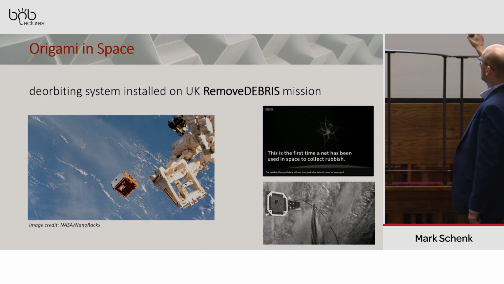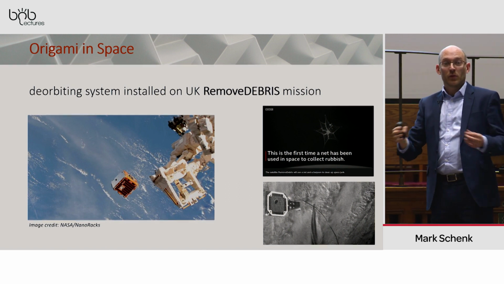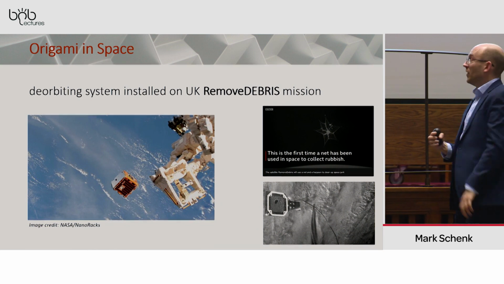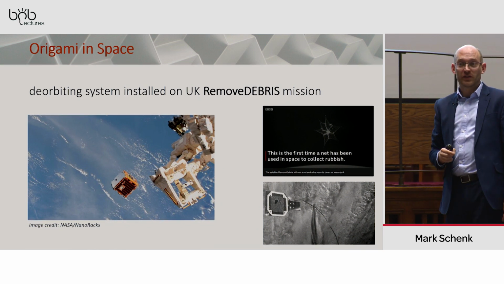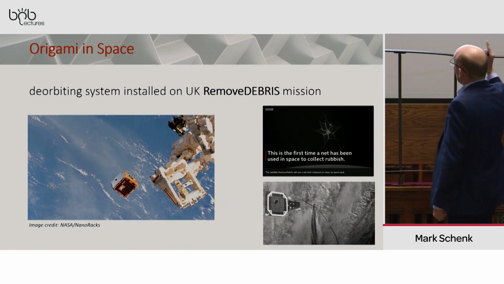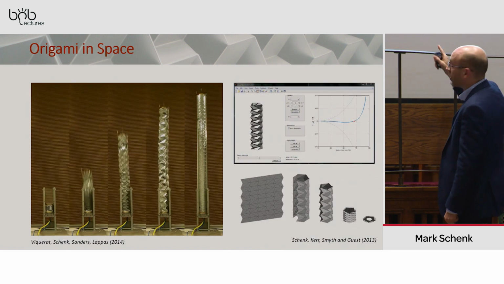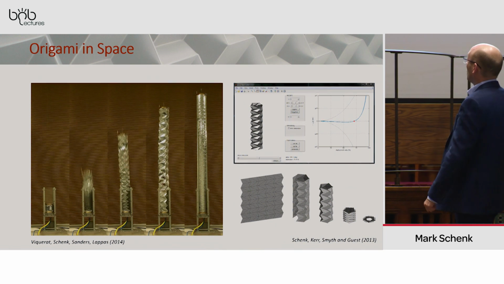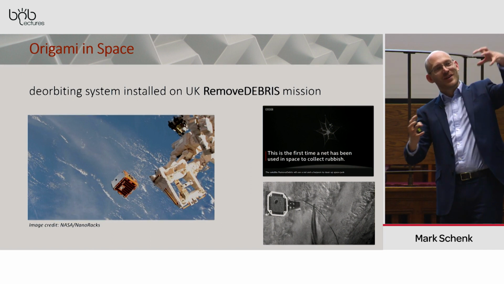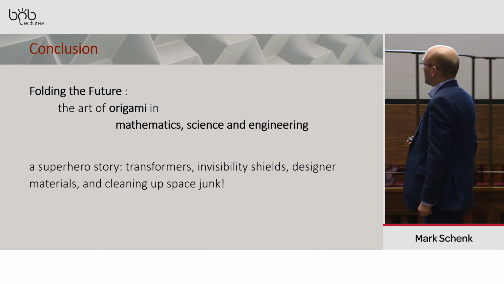If you go to the BBC website and search for RemoveDEBRIS, you'll see there's two experiments. One was a net, where they basically had a small satellite which they caught with a net, and there was one where they harpooned a small target. So it's kind of like gladiators in space, nets and harpoons. But the final experiment is to deploy this system from that satellite. So hopefully, in a couple of months' time, I'll have a video of an origami boom in space with a sail at the end. So that's kind of where I want to leave it.